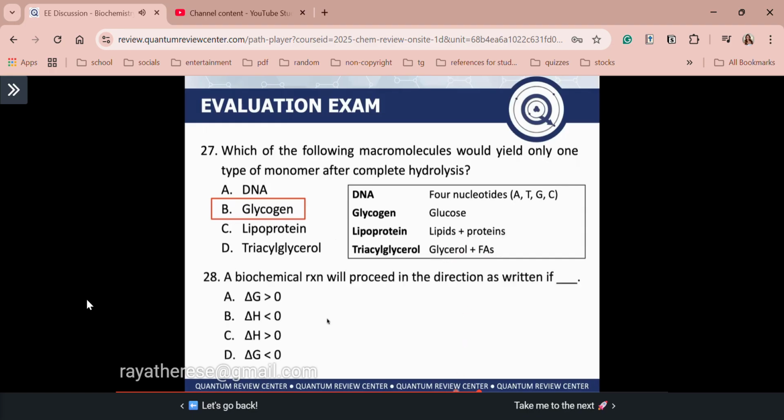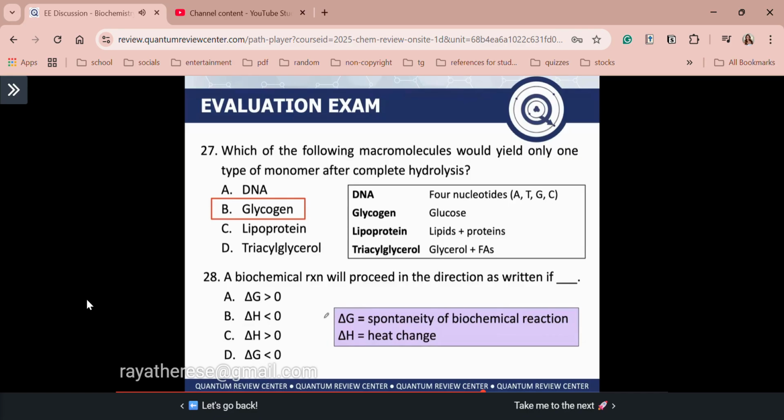Okay, so class, let's proceed with our next item. A biochemical reaction will proceed in the direction as written if blank. Oh, sir, is this under bioenergetics? Yes. So either G and H can be used in bioenergetics pathway, diba? But here, when we are asked about the direction of the reaction, so meaning spontaneity po ang ina-ask. Class, always remember from your physical chemistry, diba?